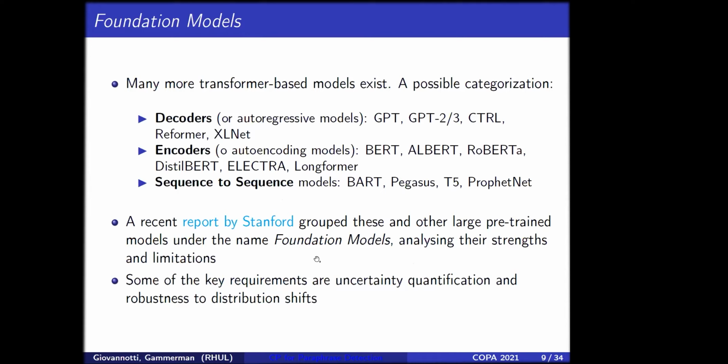This sparked some discussion in the community because people say, why do you call it foundation if we don't really know how they work in practice? Or in theory at least. So yeah, we'll see if this new name will gain traction. But anyway, in this 160-page long report, some of the key requirements, especially around AI safety, were about uncertainty quantification and robustness to distribution shifts.